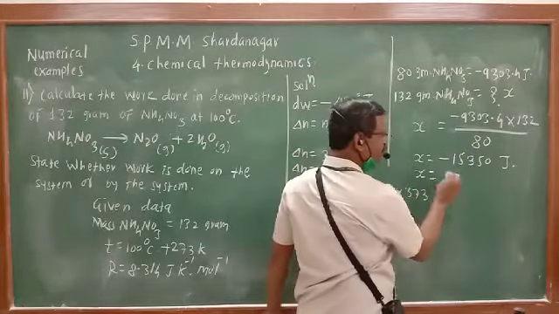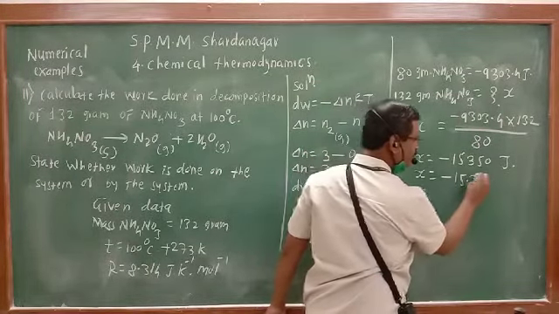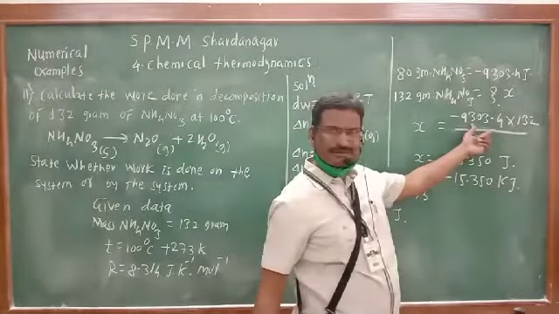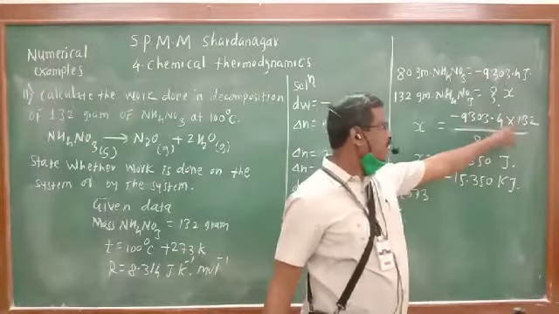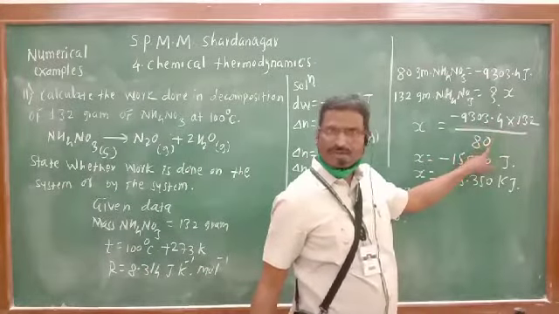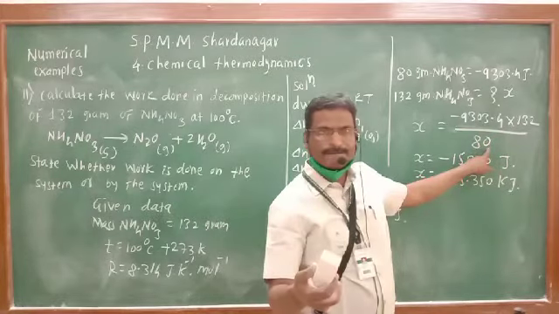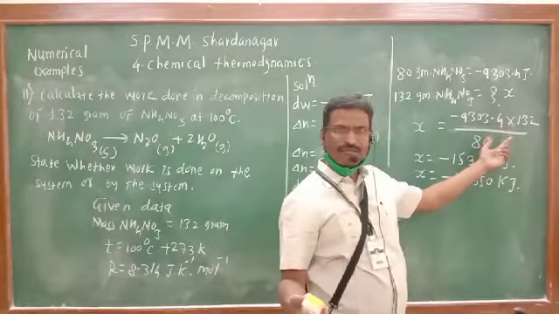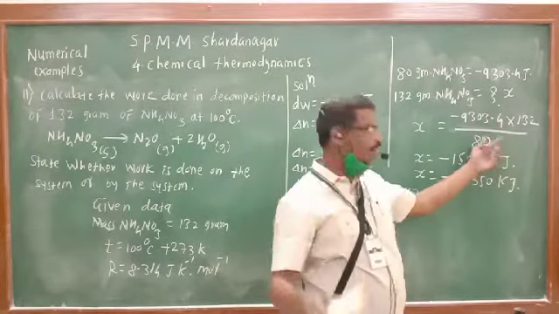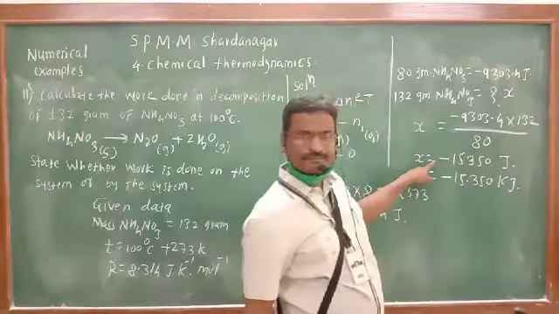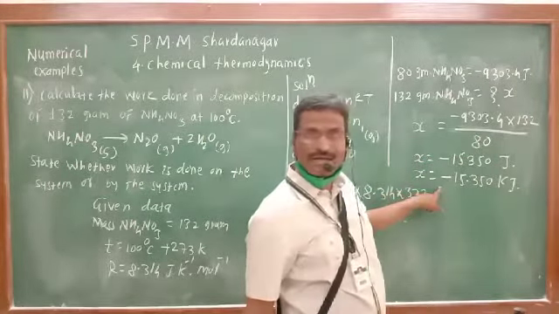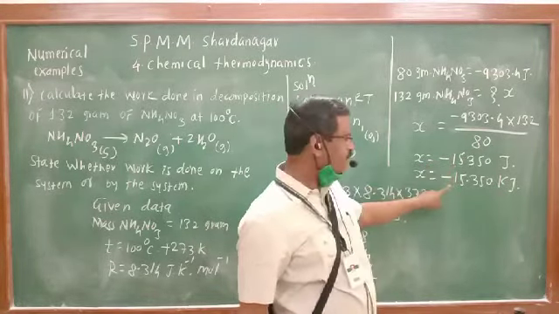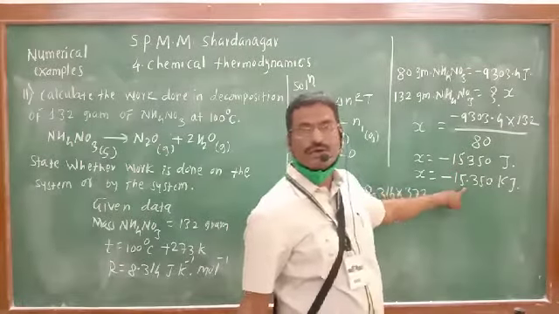Therefore, finally convert this to kilojoule: minus 15.350 kilojoule. How to solve this? Log of this term plus log of this term minus log of this term, and then anti-log. You know how to solve this. Summation of log here minus this one log, and then anti-log. We will get this answer in Joule. But in your book they have given the answer in kilojoule, so this is divided by 1000. So it is equal to minus 15.350 kilojoule.